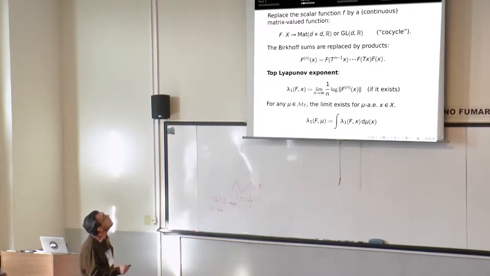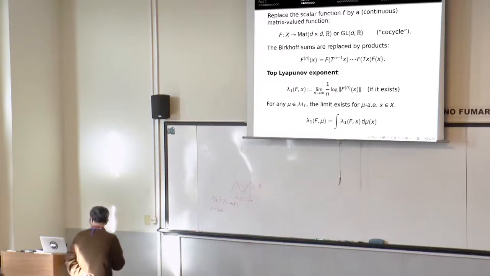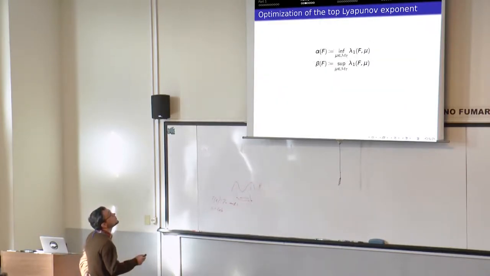We are working with continuous functions, and our space is compact. So in particular, these things are uniformly bounded, and you can integrate. This will be measurable, and let's look instead at this number, which is an integrated or average Lyapunov exponent. This is the number that we are going to focus on. As before, you can try to maximize or minimize it. Using a notation similar to what we used before, let's call the infimum alpha and the supremum beta.